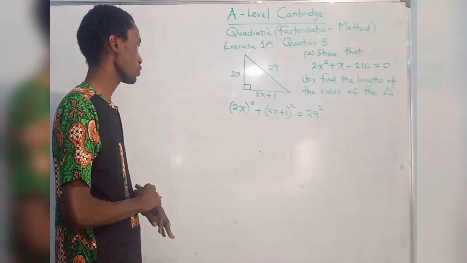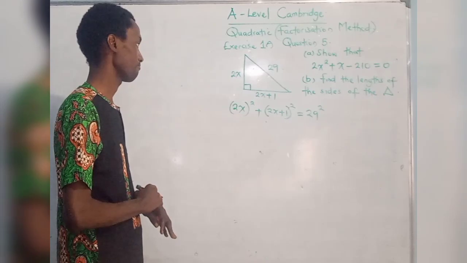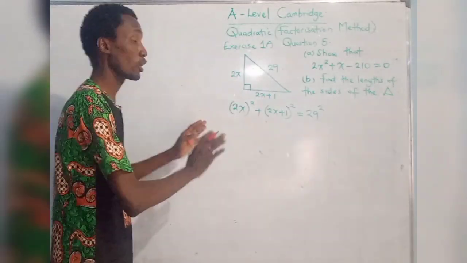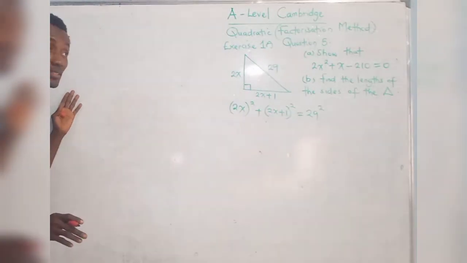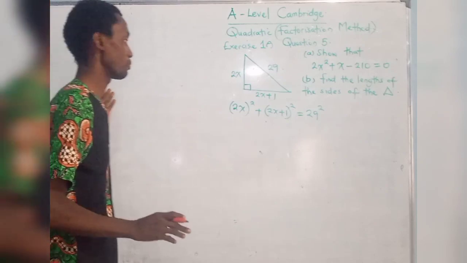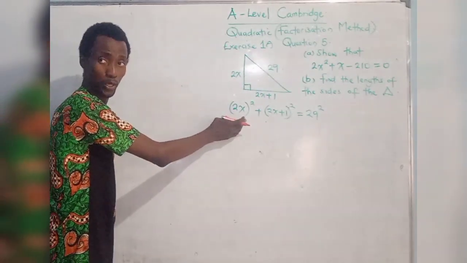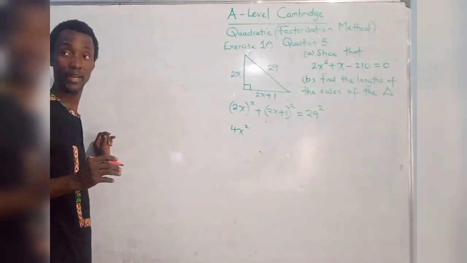So what would be the next thing I will do? Quite simple. Because it's an A-level experience, I'm going to do a lot of work on my left hand side and then just bring here the summary. So this one is quite simple. I know what this will be. This will be 4x squared.